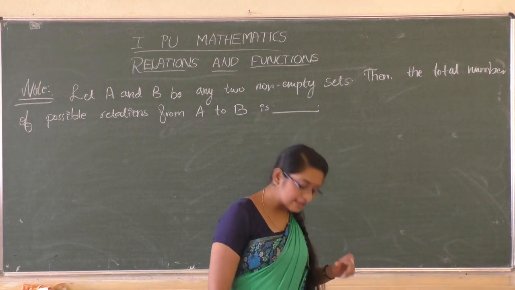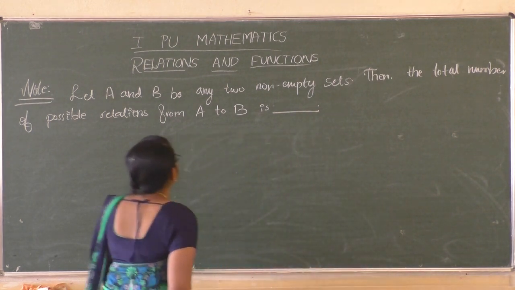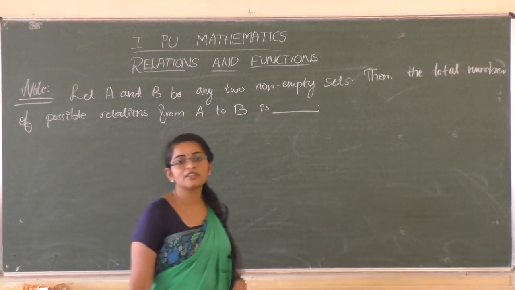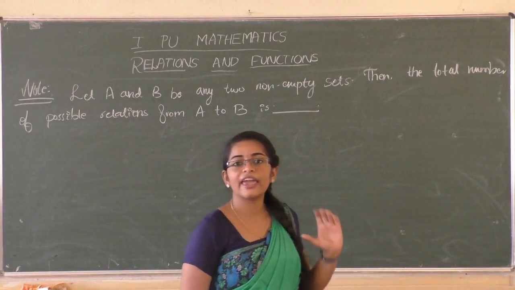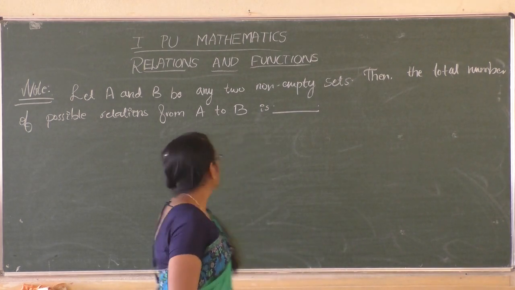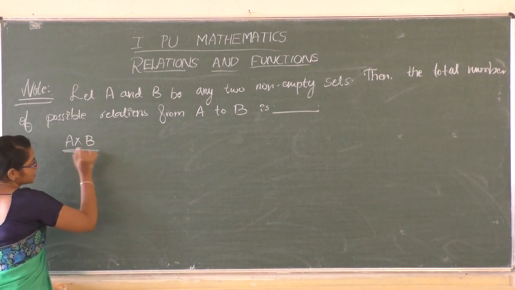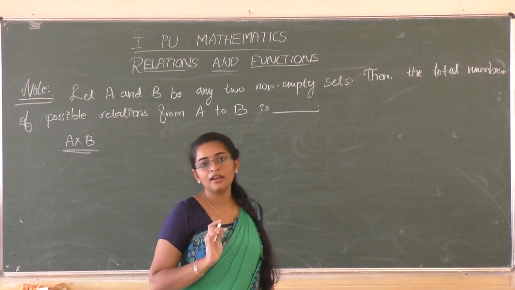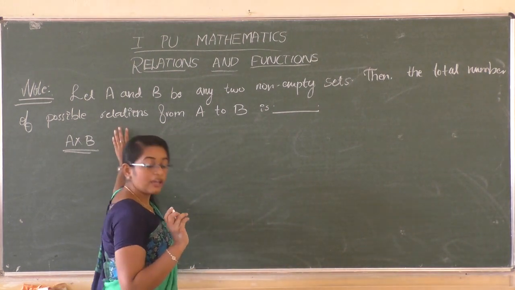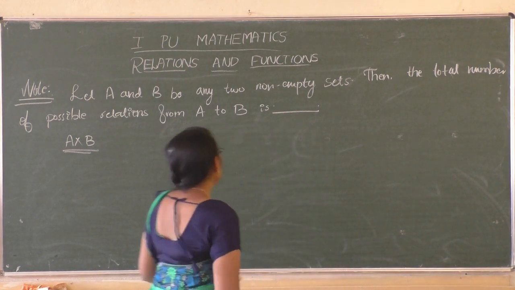See, a relation is basically a subset of A cross B, right? We know that a relation is a subset of A cross B. So how many relations are possible? As many subsets as there are of A cross B, that many relations we can find. So the number of possible relations from A to B is equal to the number of possible subsets of A cross B, right?